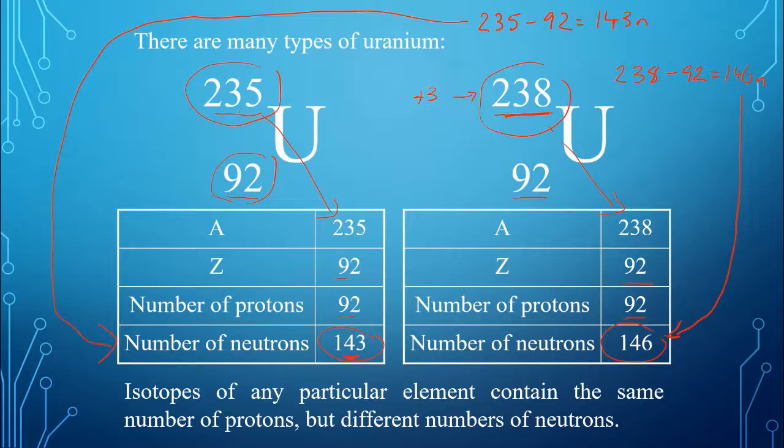So we've got 143 neutrons that we worked out from uranium 235. Uranium 238 has a plus 3 mass number, so therefore we must have 3 more neutrons. So that's a kind of shorthand way of working that out. If you work out the first one, sometimes you can just look at how this mass number changes, and that'll indicate how many more or fewer neutrons that particular element has.